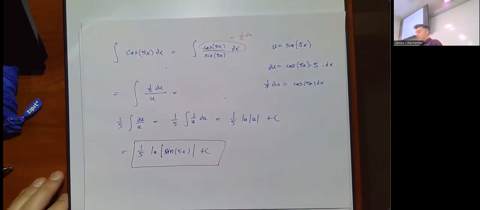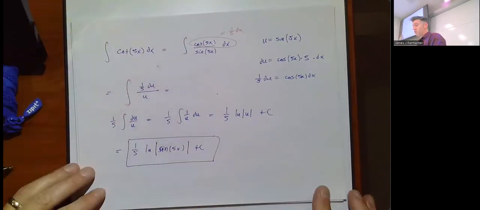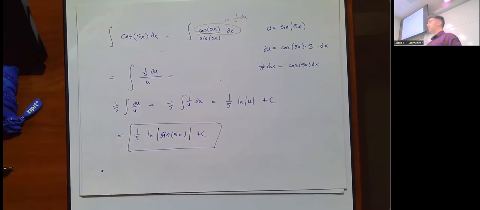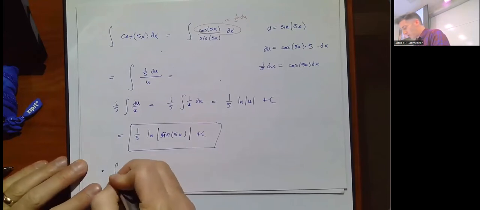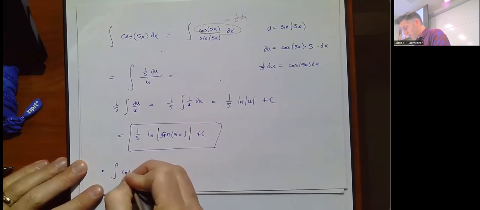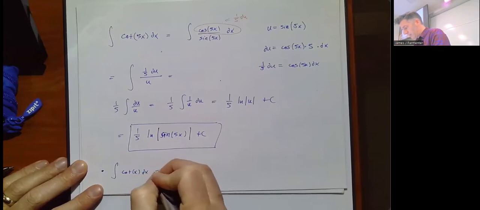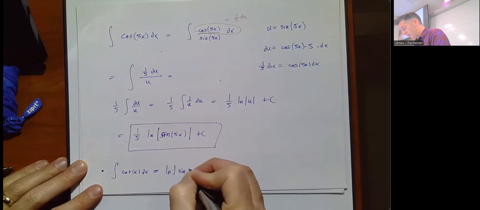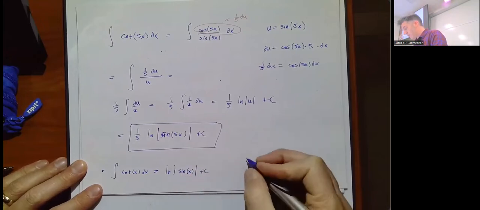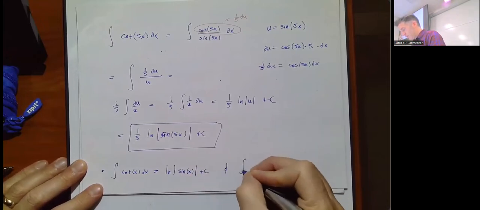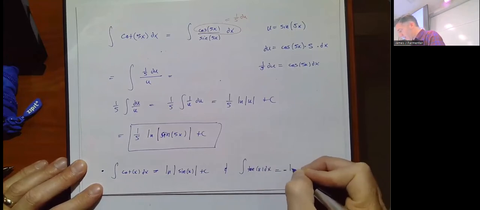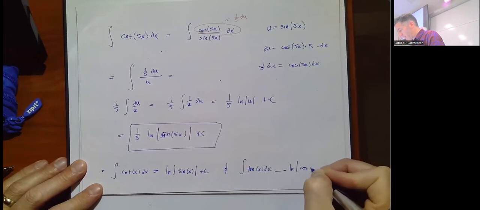More generally, this is something I think you all should do on your own. So you can show by doing the same sort of thing, the integral of cotangent of x is indeed the natural log of the absolute value of sine of x. And similarly, the integral of tangent of x is equal to the negative natural log of the absolute value of cosine of x.